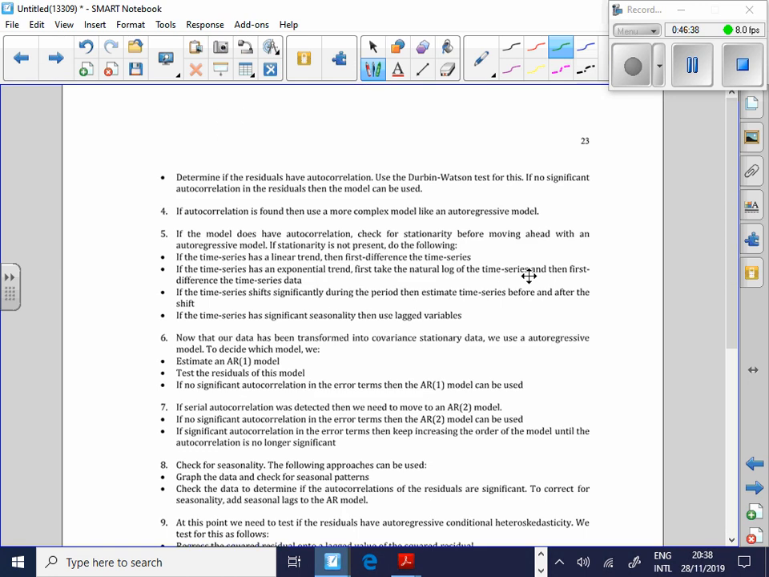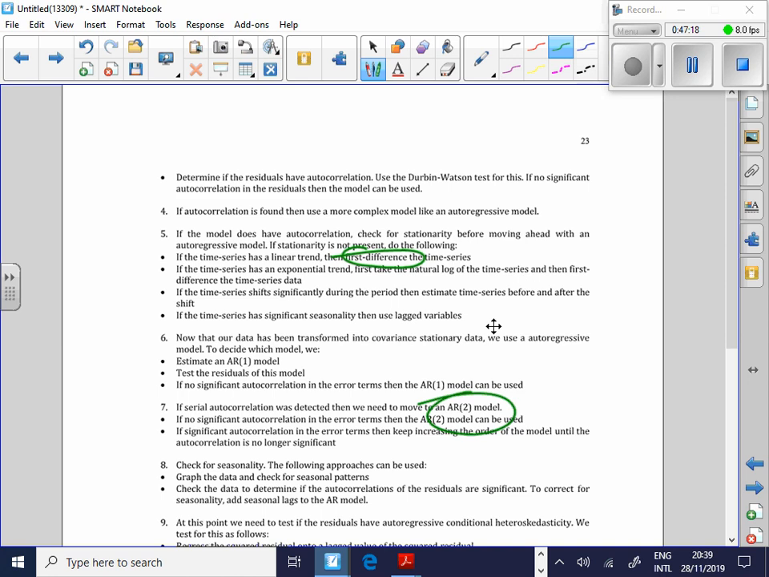4, if autocorrelation is found, maybe go and use an autoregressive model. If the model does have autocorrelation, I cannot move ahead unless I check for stationarity. If it's there, I may need to use first differencing. We've seen all of this before, guys. All of this is just really a summary of what we've seen thus far. 6, now that our data has been transformed, we can use an AR model. What if you detect autocorrelation in an AR1 model, then you go and use an AR2 model.